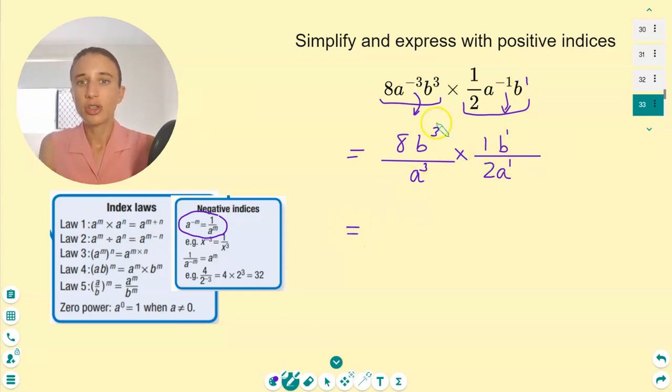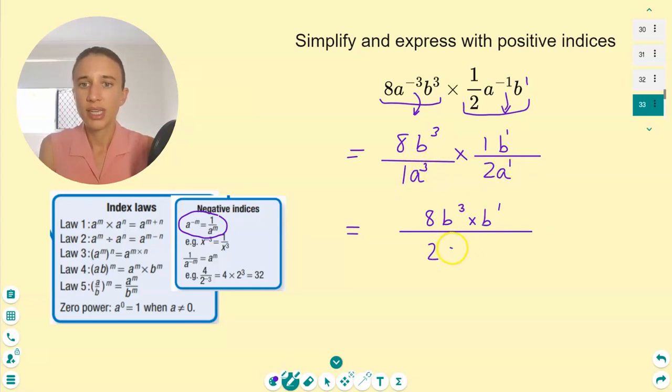Now looking at this, I've just got two fractions. So fractions being multiplied together, you do numerator times numerator, denominator times denominator. So let's write them over the same fraction sign. 8b cubed. So 8 times 1 is 8, b cubed times b to the 1. And then on the denominator, there's a 2 there, right? So 1 times 2, I'm going to write that. A cubed times a to the 1. Another one.